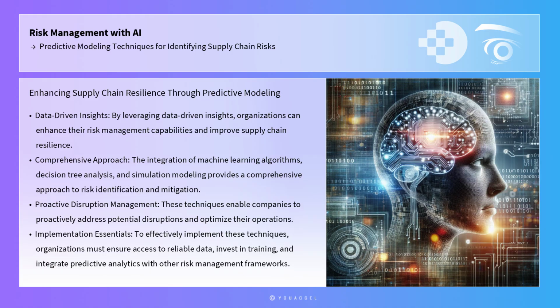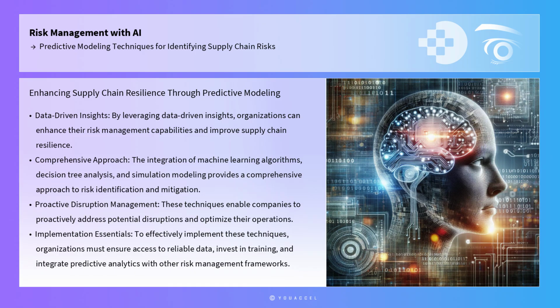In conclusion, predictive modeling techniques offer a powerful toolset for identifying and mitigating supply chain risks. By leveraging data-driven insights, organizations can enhance their risk management capabilities and improve supply chain resilience. The integration of machine learning algorithms, decision tree analysis, and simulation modeling provides a comprehensive approach to risk identification and mitigation, enabling companies to proactively address potential disruptions and optimize their operations.